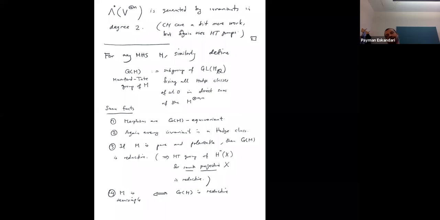In the CM case, it requires a little bit more work, but again, it's going to use the Mumford-Tate groups, and we get the Hodge conjecture in this case. Okay, so hopefully I've convinced you that Mumford-Tate groups are useful objects.